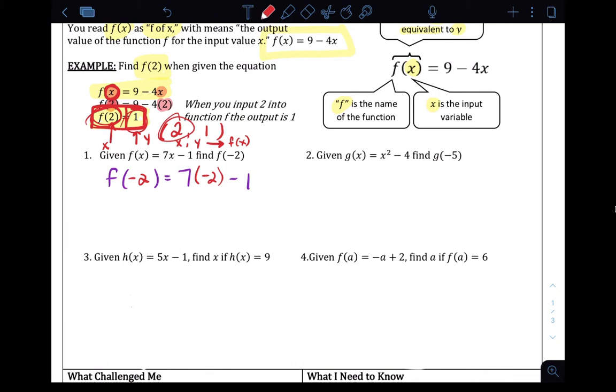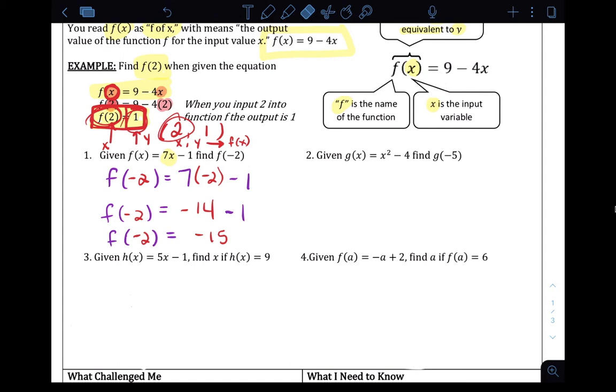7x means 7 times x. So when I replace that x, it would be 7 times whatever I'm replacing x with, and in this case, I did a negative 2. The parentheses perfectly show multiplication in this case. So once I replace that, then I just do the math. So 7 times negative 2 is negative 14, and negative 14 minus 1, that's negative 15.